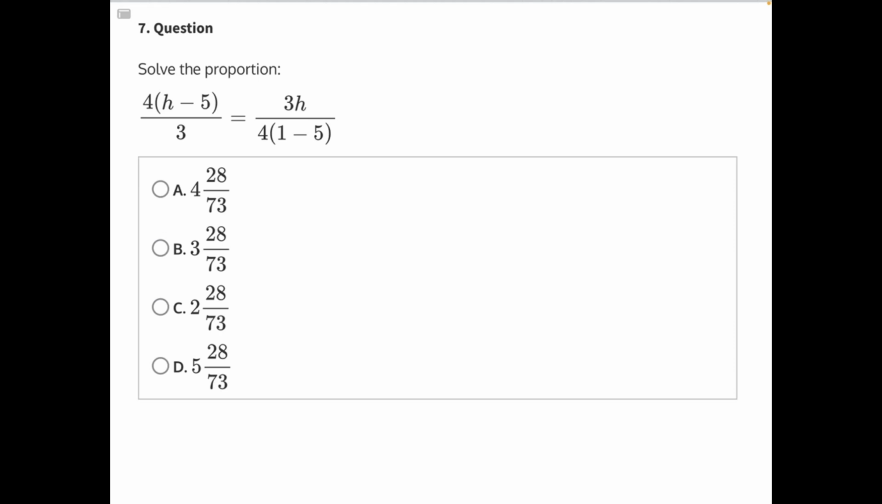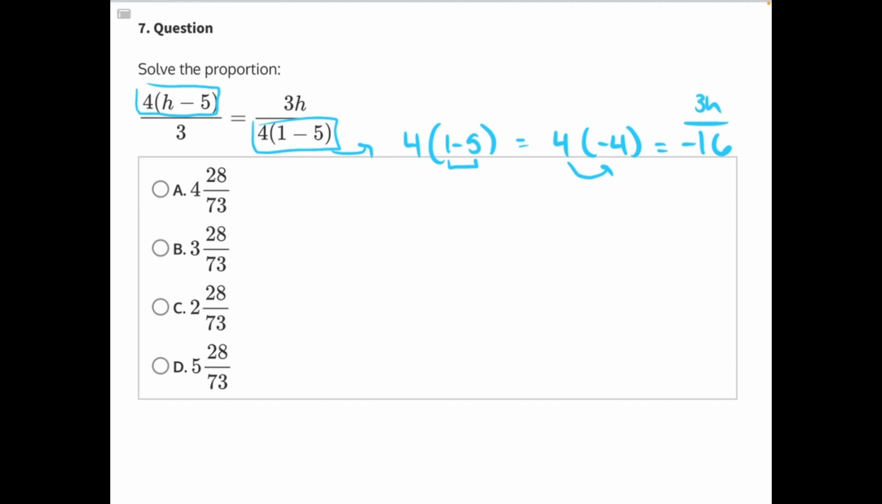To solve this proportion, we need to not cross multiply right away, but we need to simplify this numerator and this denominator. Starting with the denominator, 4 times 1 minus 5, we can simplify inside the parentheses first. 1 minus 5 would give us a negative 4, and then 4 times negative 4 would give us negative 16. So that half of our proportion is now 3h over negative 16.